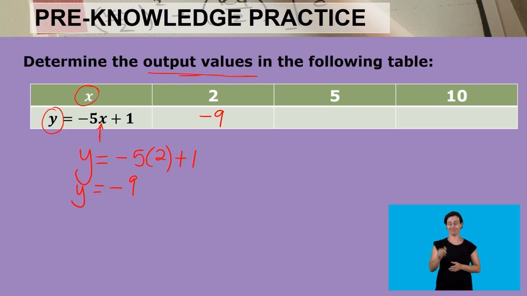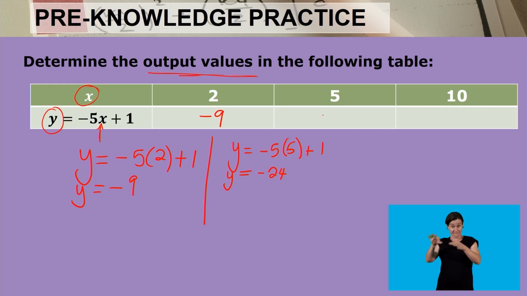Then we have a 5 as an input value. That means our input value is going to be multiplied by negative 5, and then we are going to add 1. So what is negative 5 multiplied by 5? That is negative 25. And when we add 1, that leaves us with negative 24 as our answer. So when the input value is 5, the output value is negative 24.